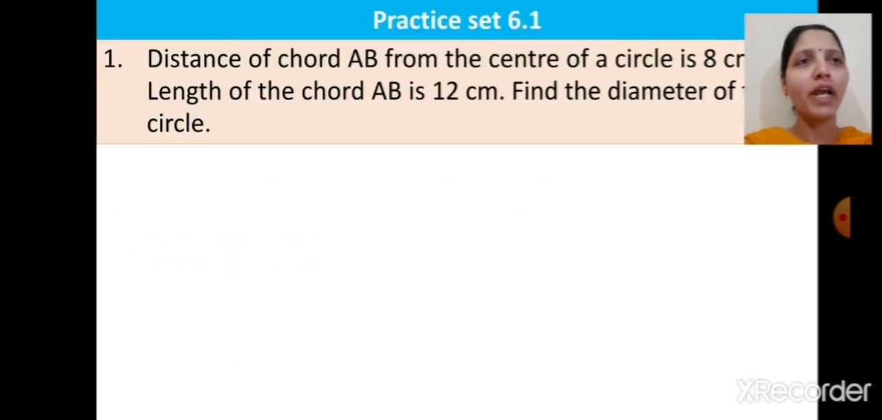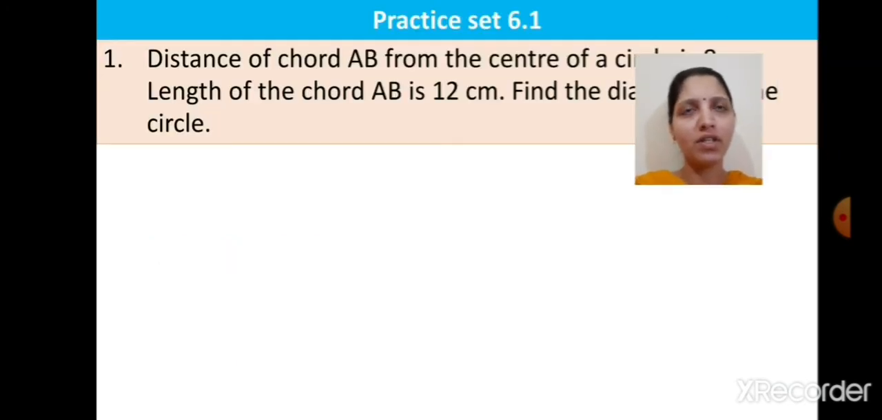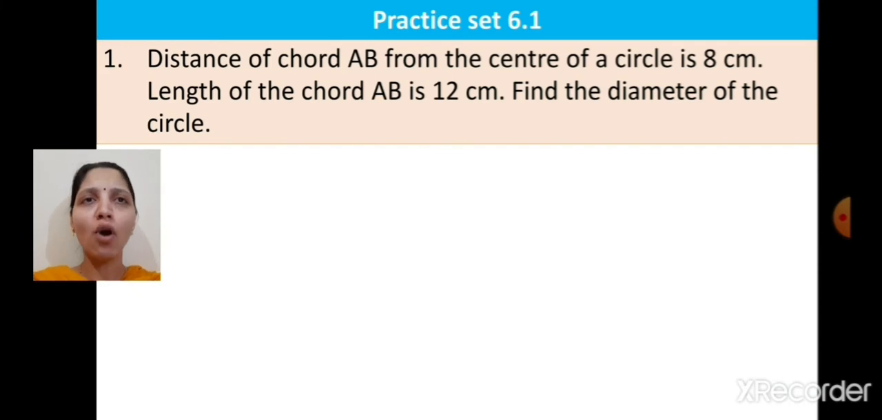Now let's solve practice set 6.1. First sum. The distance of chord AB from the center of a circle is 8 cm. The length of the chord AB is 12 cm. Find the diameter of the circle.